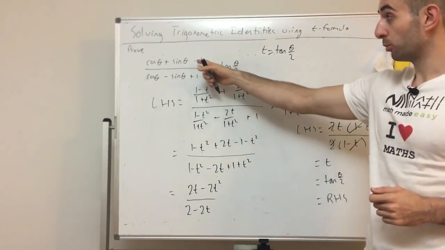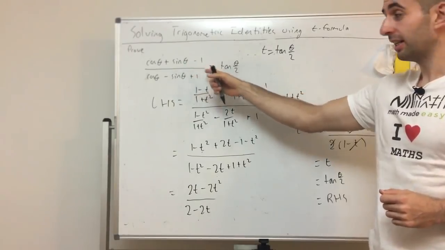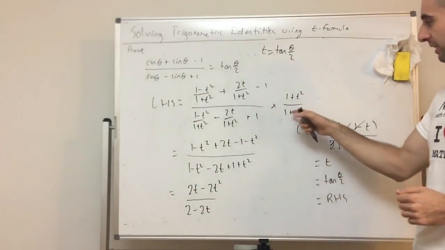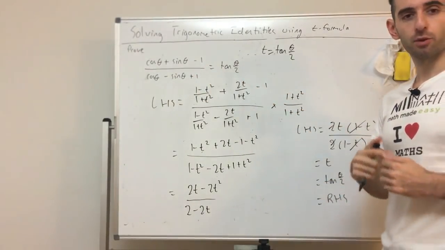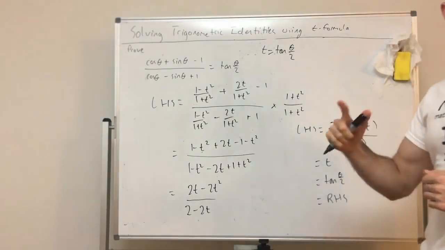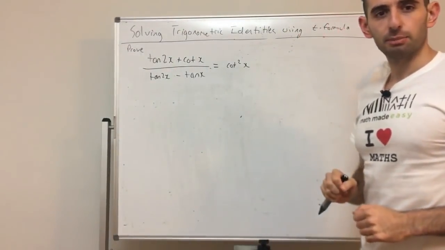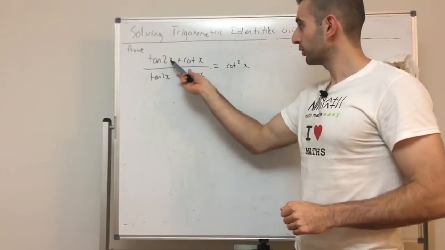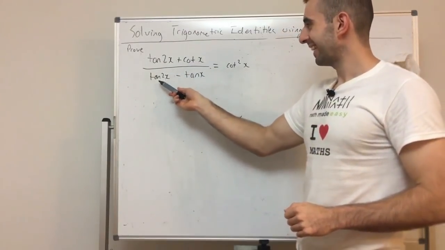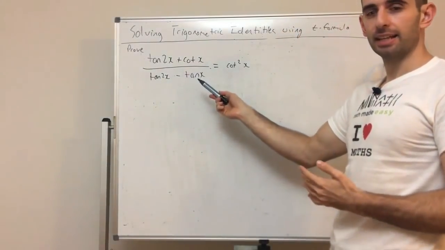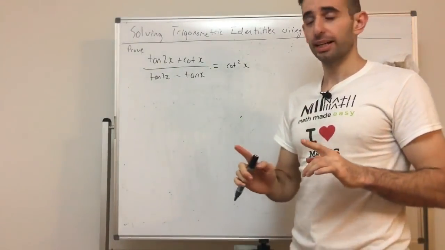Right? So you try and use normal double angle formulas for trig. It's not going to be as easy as this, especially with this multiplying one trick for compound fractions. So let's look at one more example. Let's look at this example now. Prove tan 2x plus cot x over tan 2x minus tan x equals cot squared x.